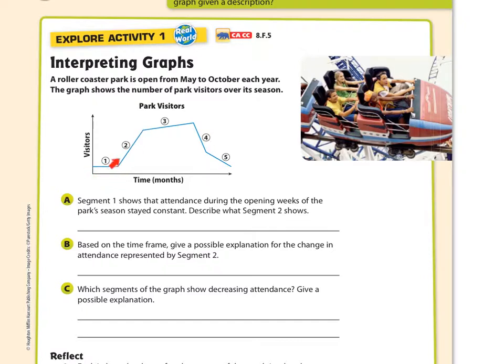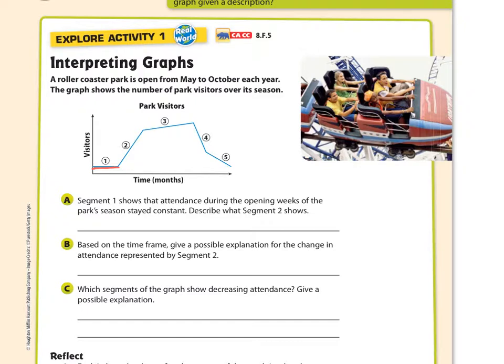So you can see that this blue line is the graph, and it's kind of moving all over the place. The graphs you're going to see in here could be curves, it could be straight lines, but it's going to be made up of a bunch of them. Okay, so part A says segment 1 shows that the attendance during the opening weeks of the park's season stayed constant. So think about what constant means. And in this first line right here, we know that the time is passing, but the number of visitors is staying the same. So every day in that month or so, they're getting the same number of people every day.